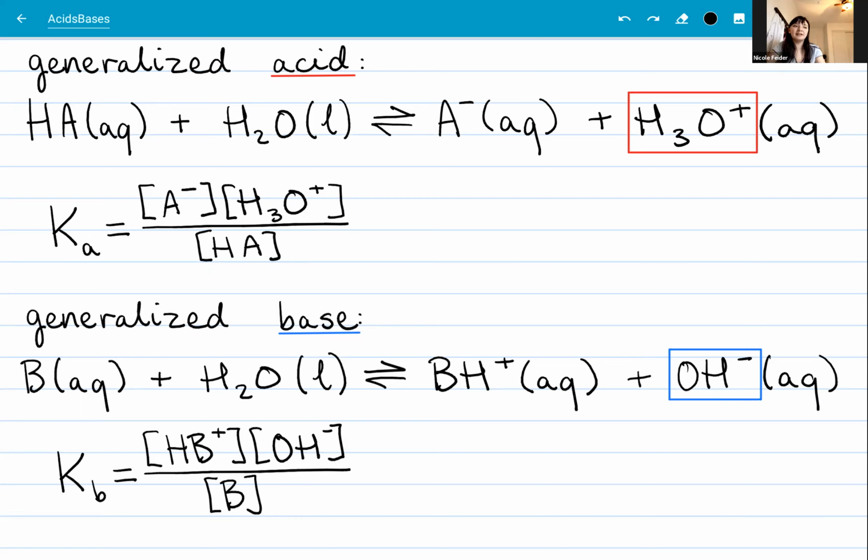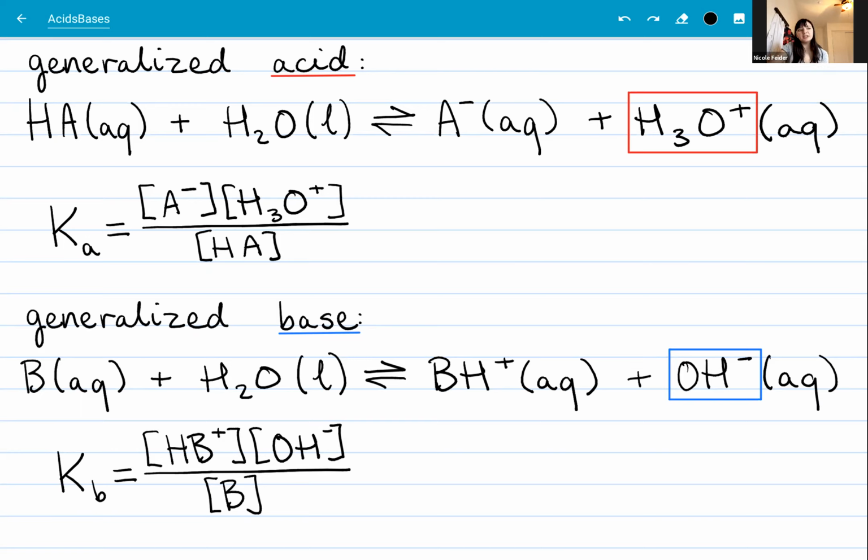Recall from the previous chapter that a large K value indicates a strong favorability for the products, and a small K value means more reactants are present at equilibrium. In the context of Ka then, a large Ka means that the acid, HA, is going to strongly dissociate or break apart into its conjugate base, A-, and hydronium, H3O+. The same goes for Kb. If Kb is large, the base, B, is going to very readily take the proton from water, producing a large amount of the conjugate acid, HB+, and hydroxide, OH-.